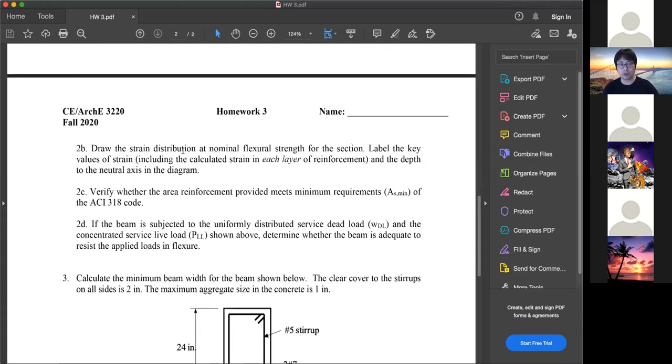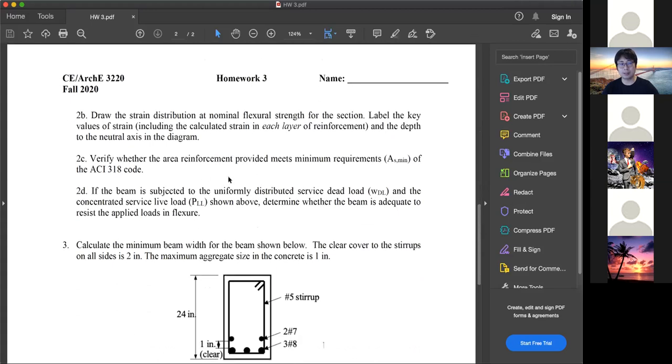Now, 2B, draw the strain distribution, nominal flexure strength of the section, label the key value of strain to show the strain diagram, right? And depth and neutral axis, which is C. Verify the area of reinforcement provided meets the minimum requirement. Remember the equation, 3 square root of f'c divided by Fy times bwd, or 200 bwd over Fy. No, there's no square root of f'c in the second one, just 200, okay?